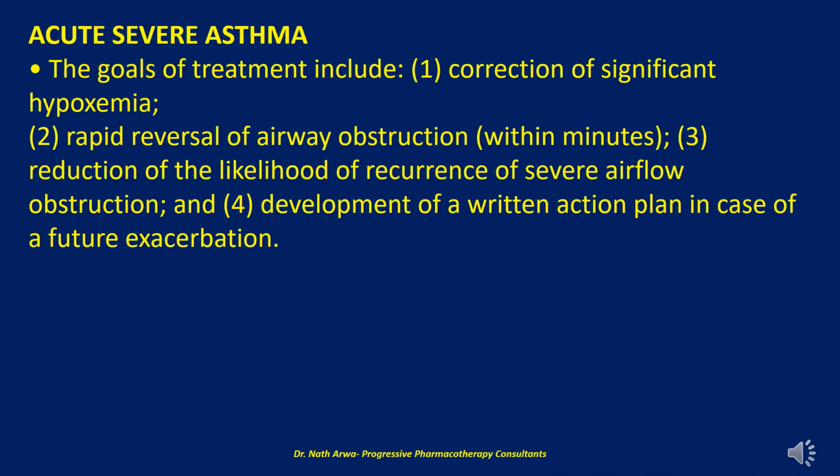We will now briefly look at acute, severe asthma. The goals of treatment include the following. 1. Correction of significant hypoxemia. 2. Rapid reversal of airway obstruction, that is within minutes. 3. Reduction of the likelihood of recurrence of severe airflow obstruction. And 4. Development of a written action plan in case of a future exacerbation.